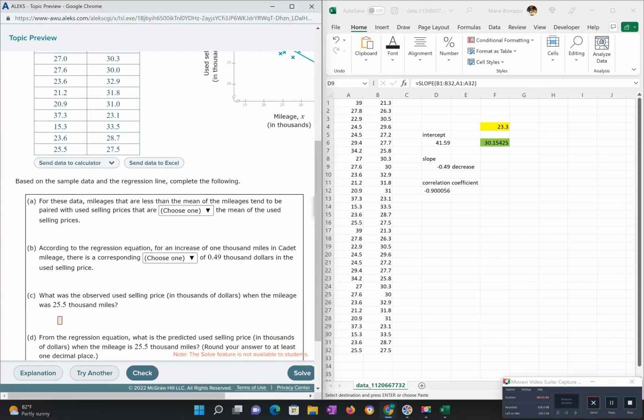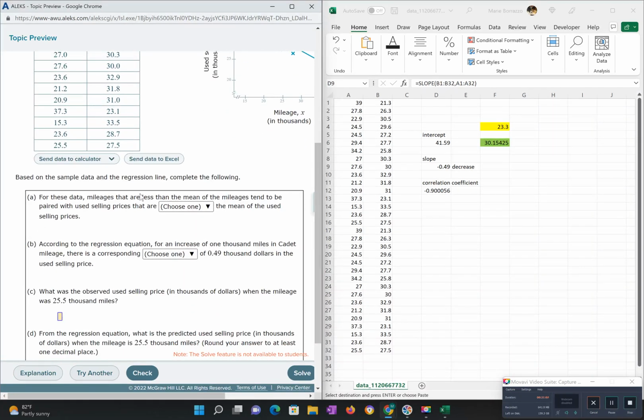So it is a negative association. Again, one goes up, one goes down. So for the data, mileages that are less than the mean of the mileages tend to be paired with prices that are, this should be greater than the mean.